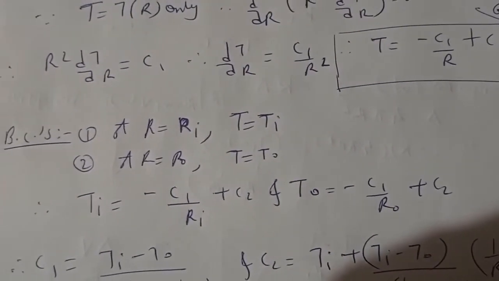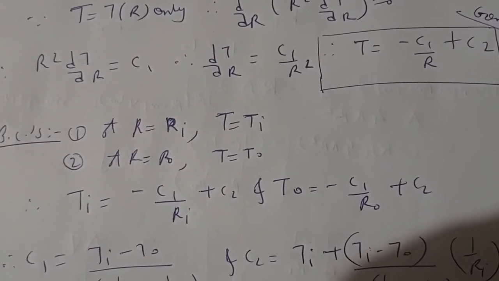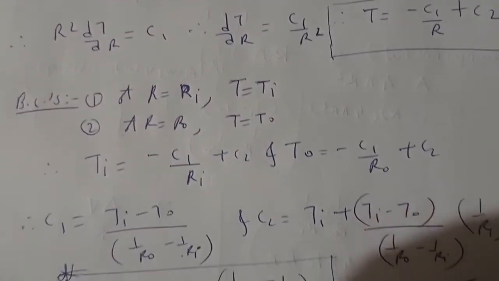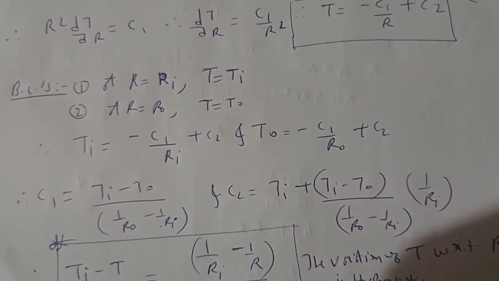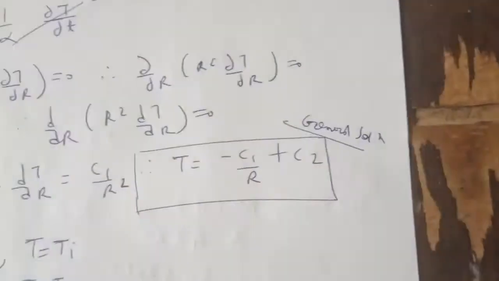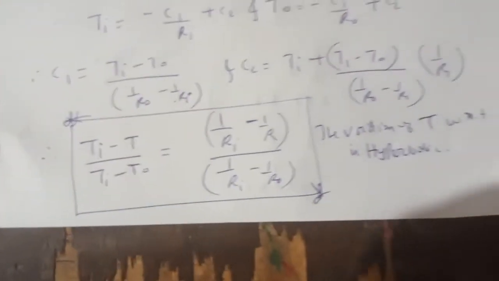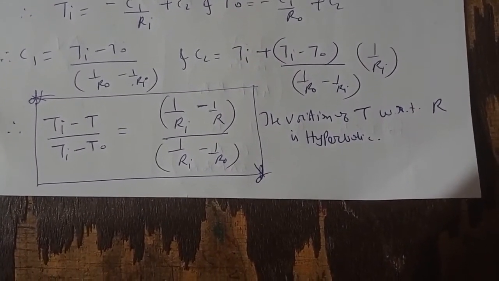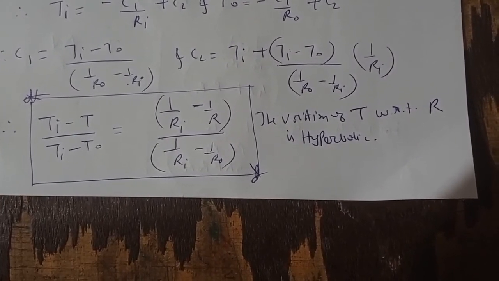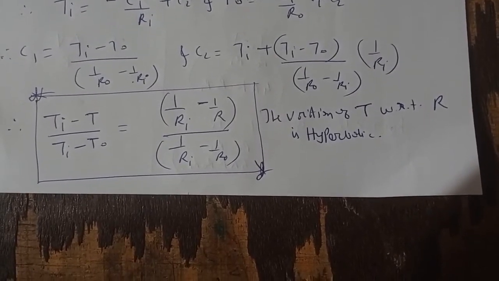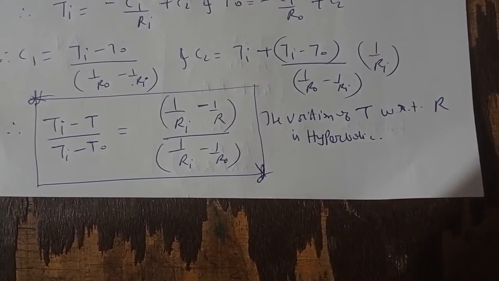We will substitute in the equations and we will get Ti equals minus C1 upon ri plus C2, To equals minus C1 upon ro plus C2. From there we get C1 and C2 values. We will substitute these C1 and C2 values in the general solution, and from there we get the temperature distribution in this form. You can see here that the temperature T varies with R in a hyperbolic manner, because T and R have a reciprocal relationship, so they will vary in a hyperbolic manner.